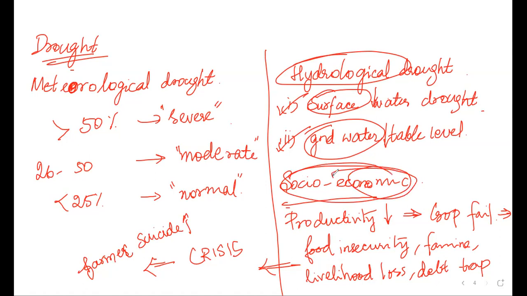It also has an economic aspect to it. All right, and we are witnessing socio-economic droughts increasingly. Right. So now these three droughts: meteorological drought, hydrological drought, and agricultural drought. This is very, very important from the perspective of prelims.